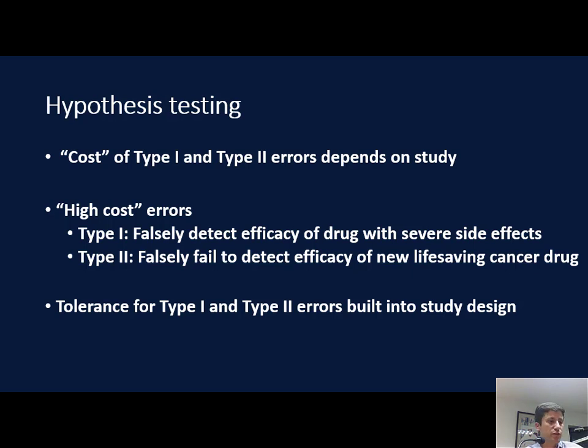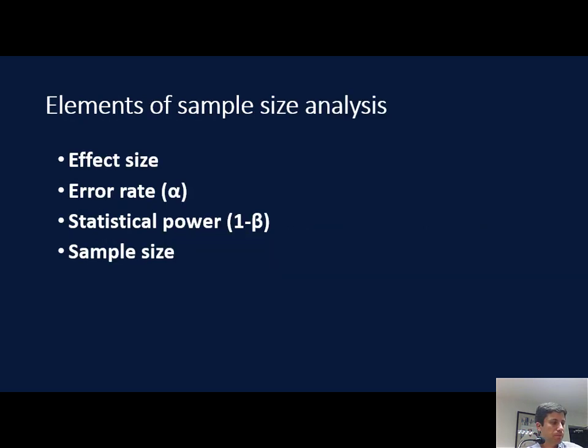And as I said, the tolerance for the two types of errors is really built into your study design and your sample design. So when we get down to calculating a sample size and talking about sample size analyses, there are really four key components. The first one is effect size. I think the easiest way to think about effect size is to go back to one of those analogies that I talked about in the last lecture.